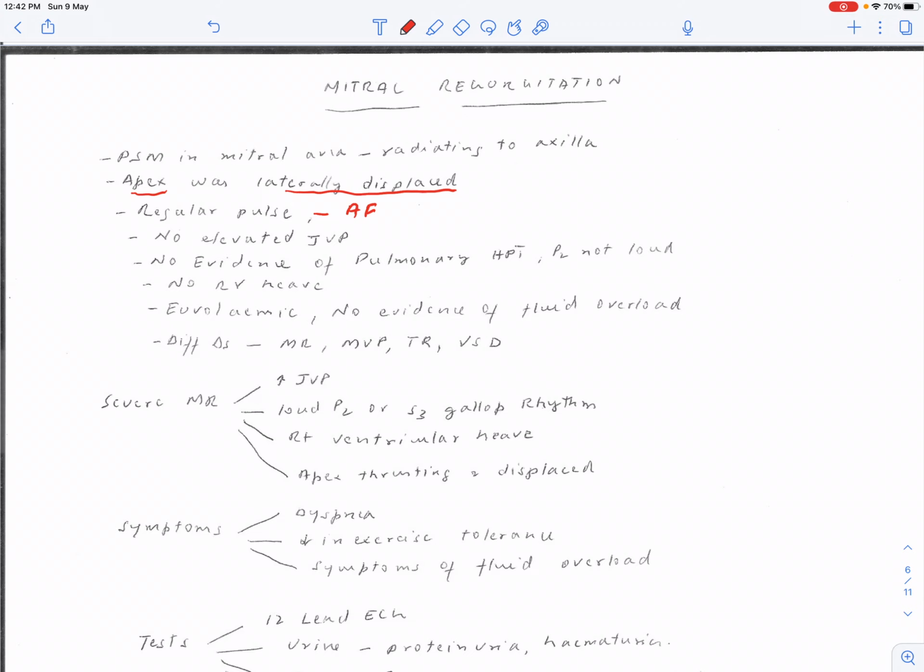Then if the examiners still don't stop you, just go on and tell them that my differential diagnosis in this case will be mitral regurgitation, mitral valve prolapse, tricuspid regurgitation, or VSD.